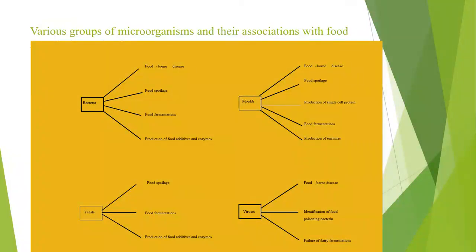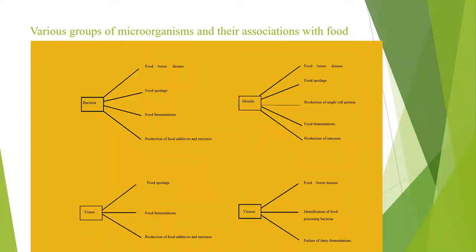At the same time, many species of bacteria are used for the production of many valuable products through food fermentation, and also for the production of many food additives and enzymes. So, some groups of bacteria lead to many foodborne diseases and thereby the spoilage of food items, and also lead to the wastage of the food items.